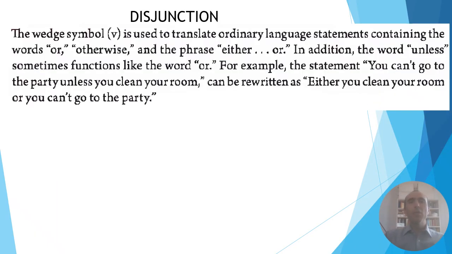The third logical operator is disjunction. The wedge symbol is used to translate ordinary language statements containing the words or, otherwise, and the phrase either or. In addition, the word unless sometimes functions like the word or. For example, the statement, you cannot go to the party unless you clean your room, can be rewritten as either you clean your room or you cannot go to the party.